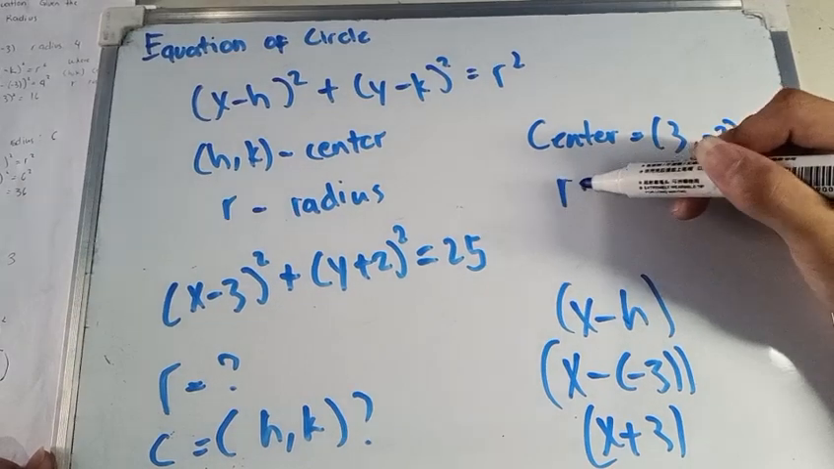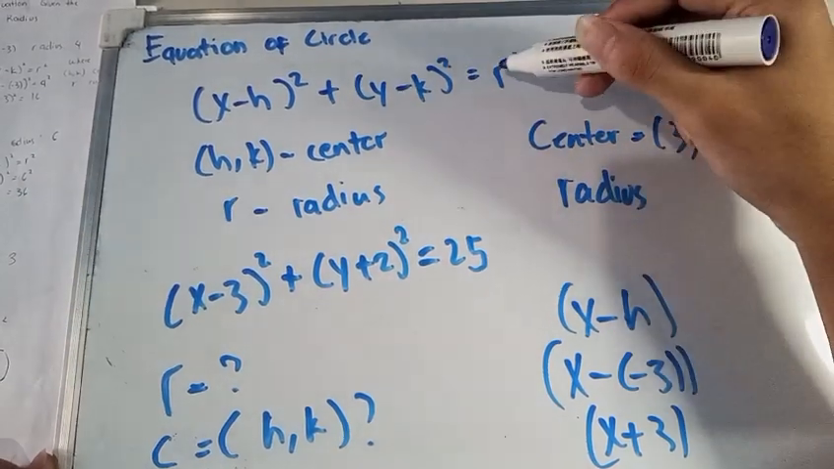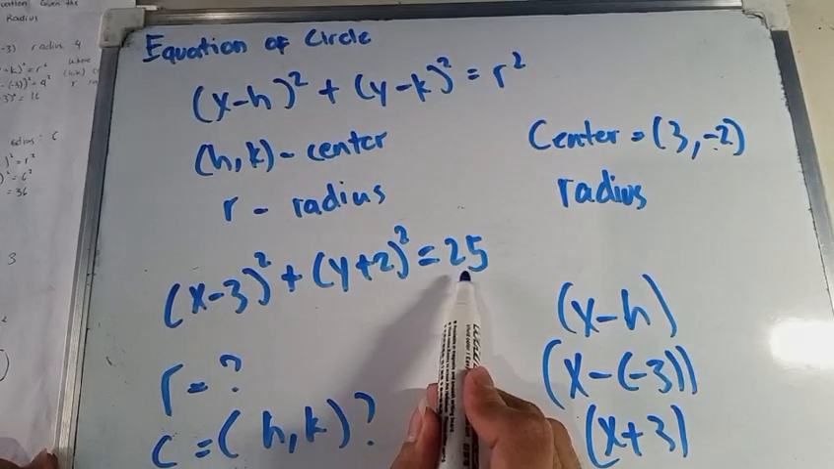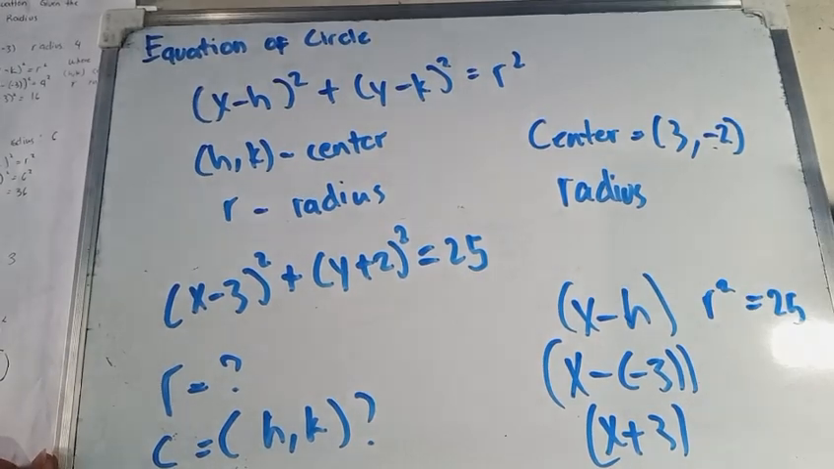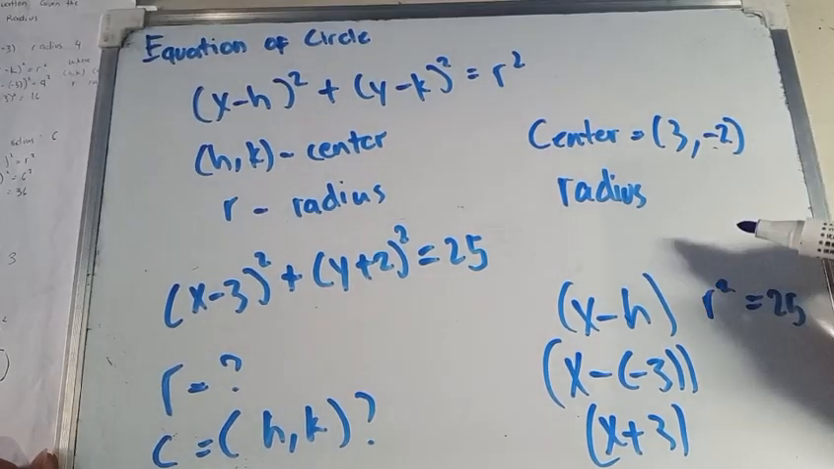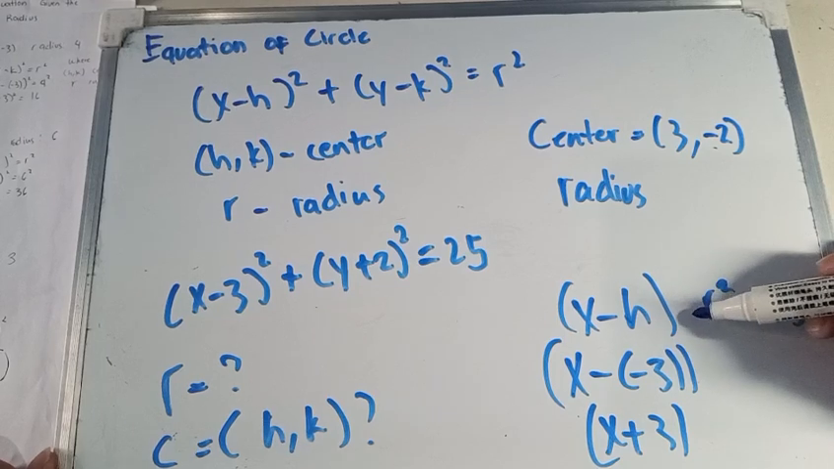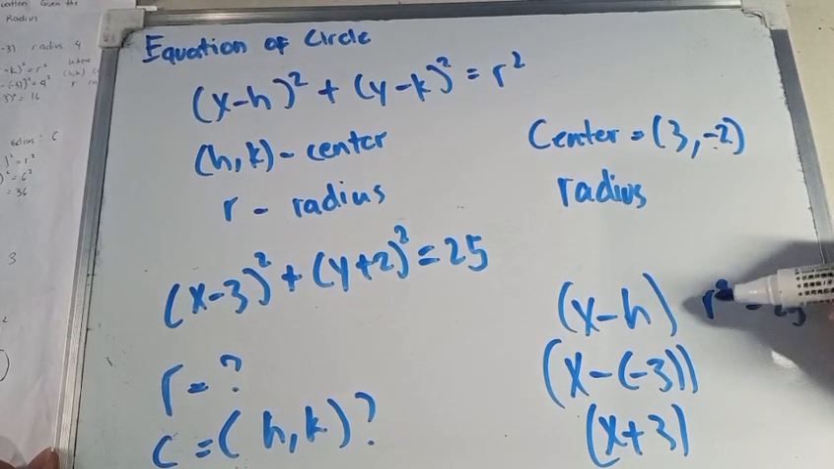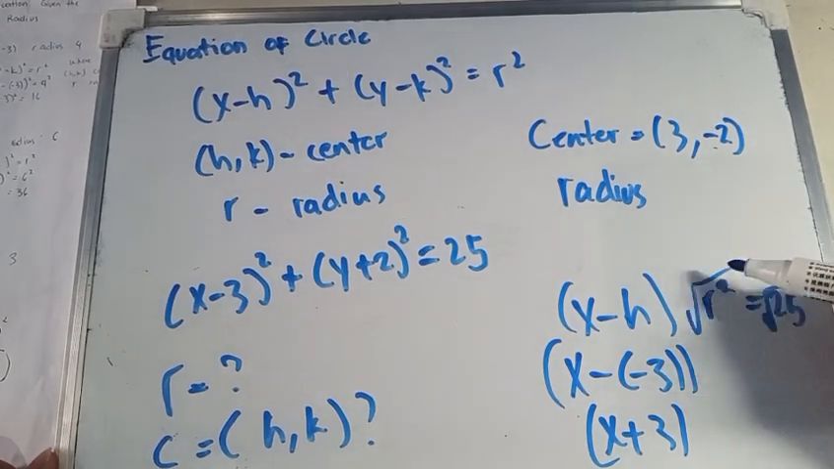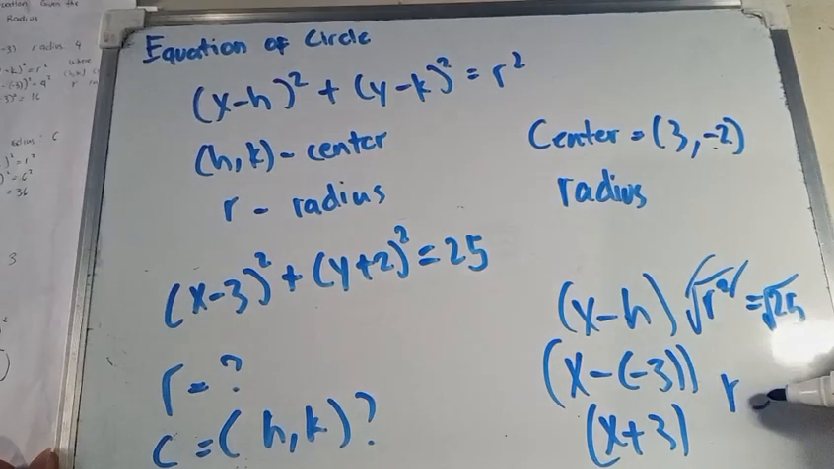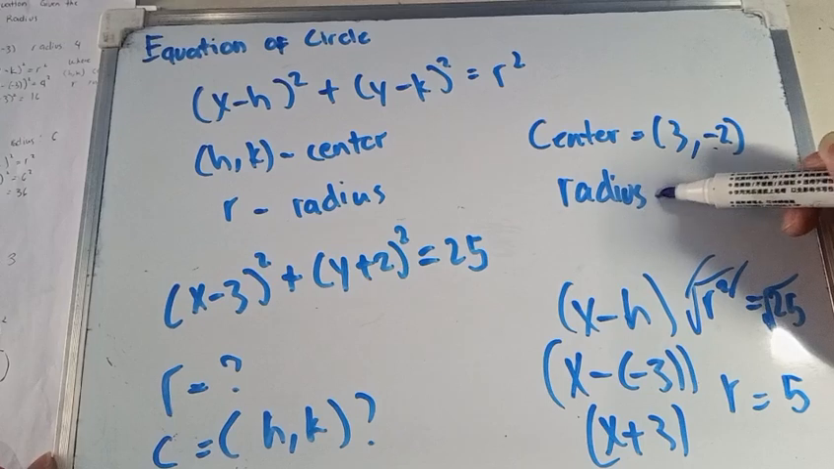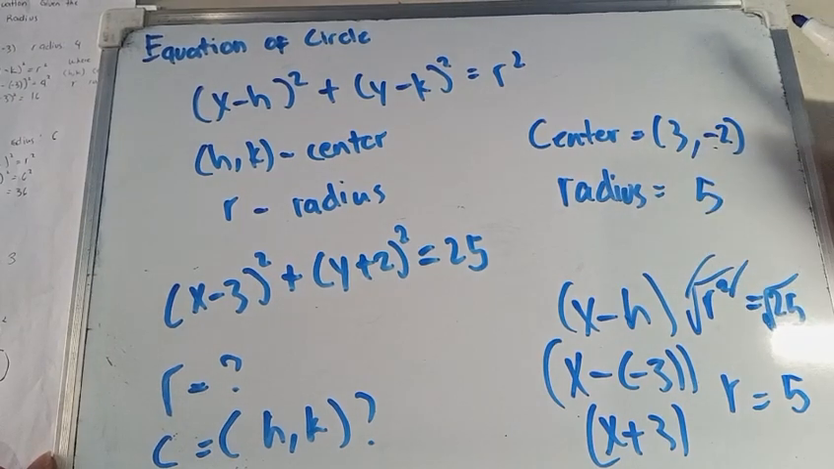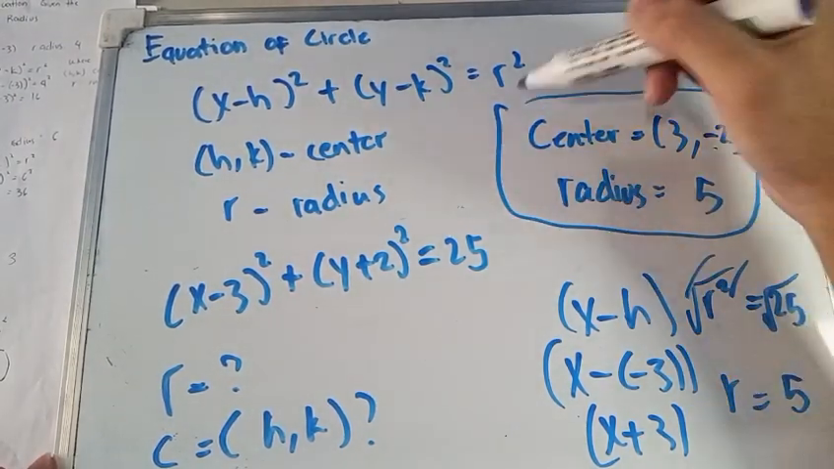Now the radius is simply r squared, and that is equivalent to 25. Now r squared is equal to 25. To find the value of r, we need to take the square root. The square root of r squared will simply be r, and the square root of 25 will simply be 5. Therefore, our radius is 5. And this is our answer.